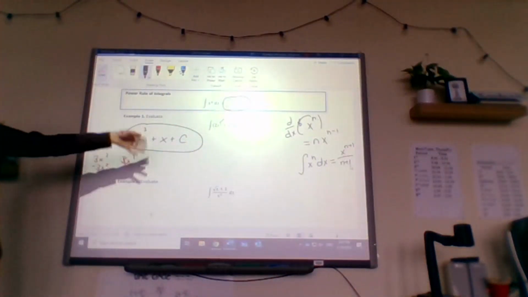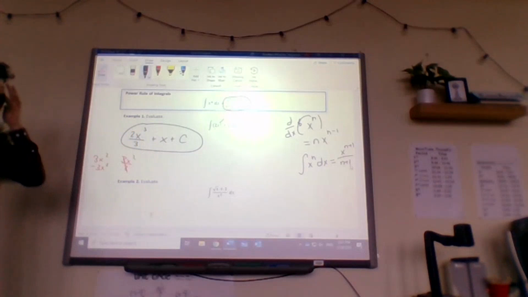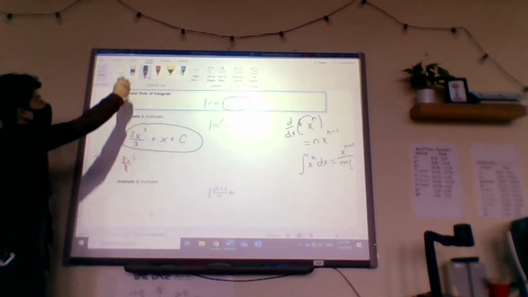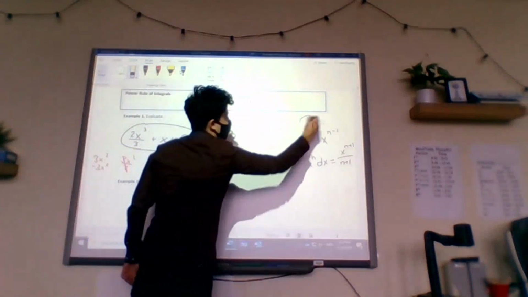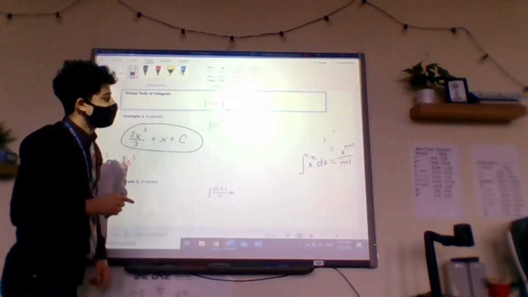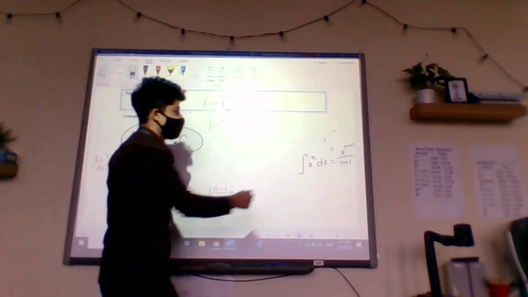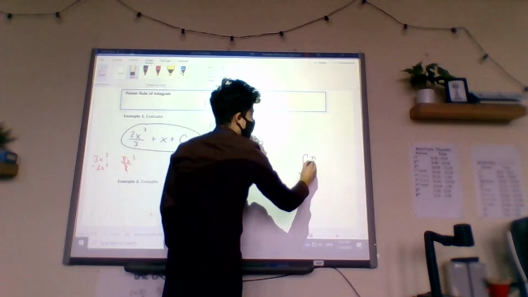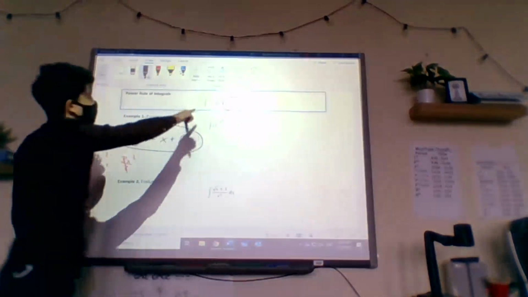The only reason this is hard is because it's doing stuff backward. But if you do enough, you'll get sweet at this. All right. This was just an explanation. If you want the rule, it's up there.